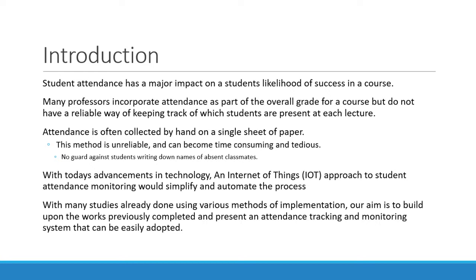However, many do not actually have a reliable way of keeping track of which students are present at each lecture throughout the semester. Oftentimes, attendance is still tracked by hand by using a single sheet of paper that's passed around among students, and they write their name on it, and it's given back to the professor, and later he or she will go back and enter it into a system. However, this paper is easy to lose.